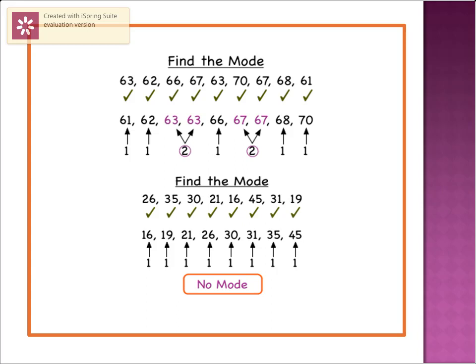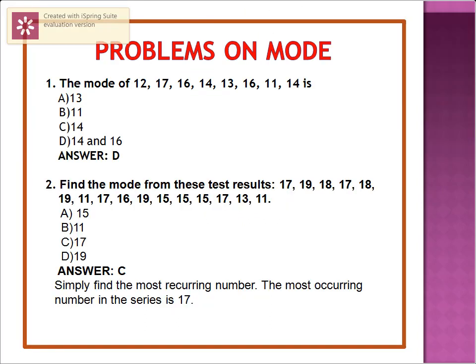Some problems I have given for mode. The first problem is the mode of 12, 17, 16, 14, 13, 16, 11 and 14. The answer is D, because 14 and 16 are the only numbers repeated. So the mode of this set is 14 and 16.